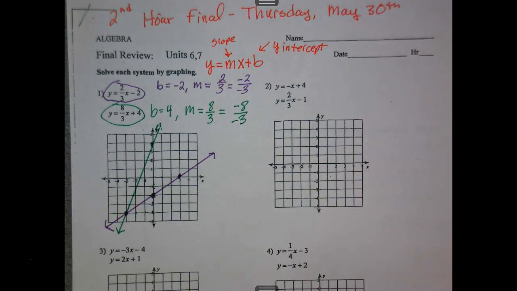Now, how many different answers can I have? They can intersect at exactly 1 point, or they can be parallel lines and they don't intersect at all, or they could be the same line where they could have infinitely many solutions, right?